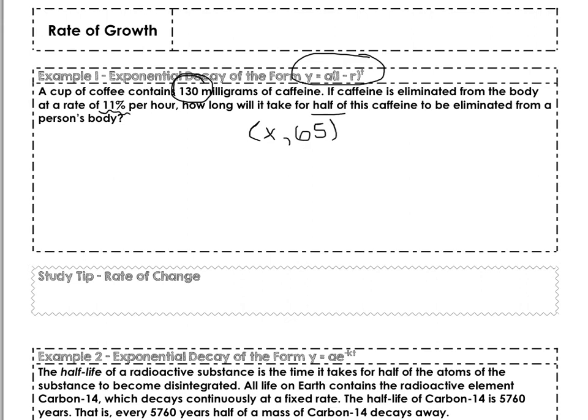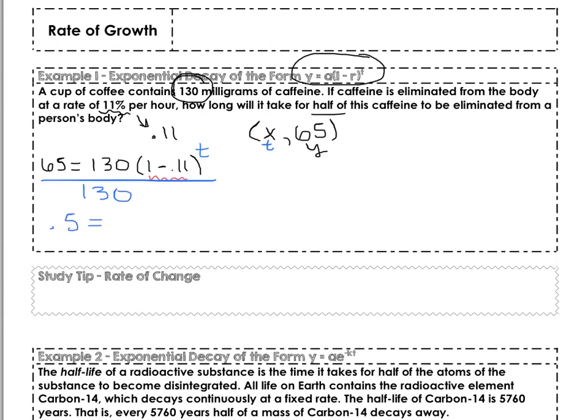We also know that we have a rate of 11%. Now we don't use percent, so we're going to convert that into a decimal of 0.11. Alright, so let's use this as our y. So 65 is equal to a value of 130 times 1 minus 0.11, because remember, that value for b, if we are decaying, needs to be less than 1. Raised to the power of t, that x value that we do not know. Alright, so we're going to divide both sides by 130. We get 0.5 is equal to 0.89 to the t power.